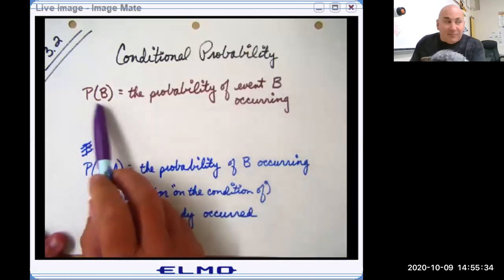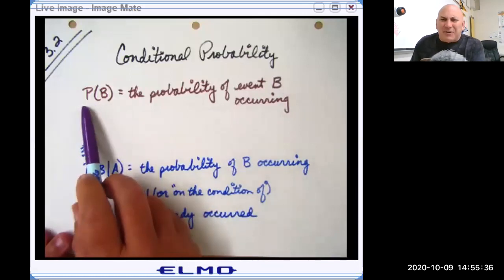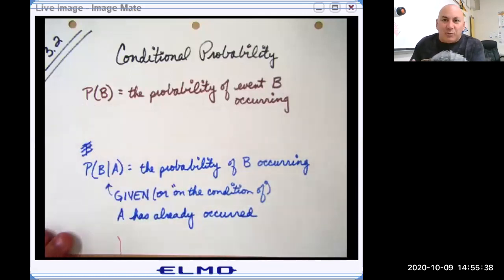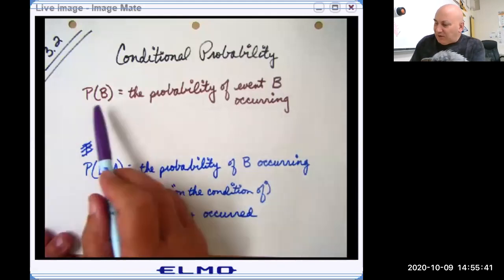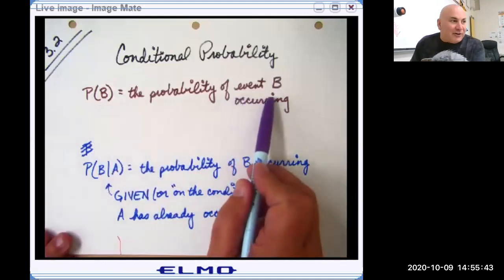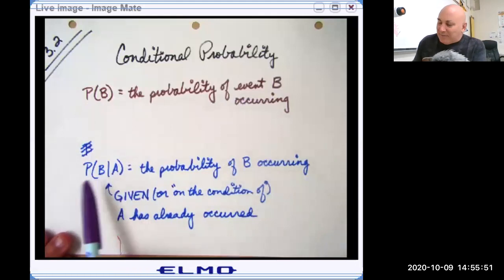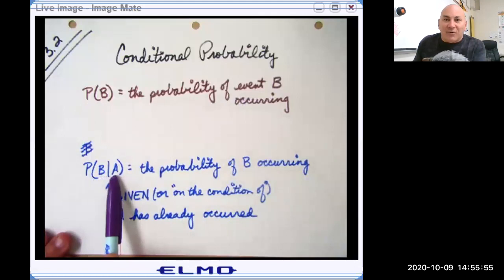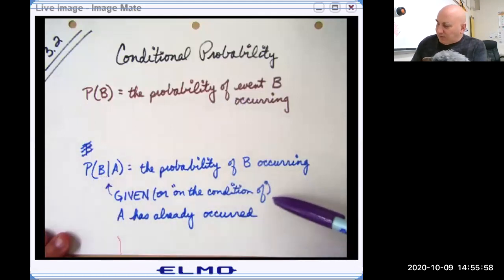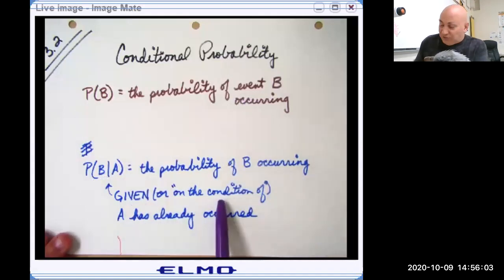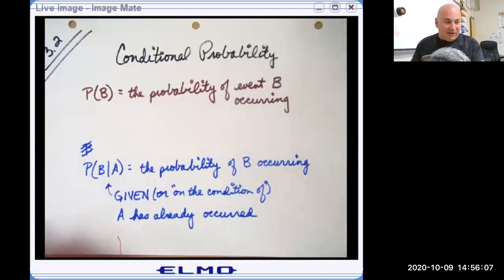So P of B, and I don't like it when we say "P of B." People don't really know what that means. When we read it, let's read what it really means: the probability of event B occurring. That's what that means. When we put a line there and then put an A, that means the probability of B given that A has already occurred. Or you can say it's the probability of B occurring given, or on the condition of, A already occurring. So, conditional probability.